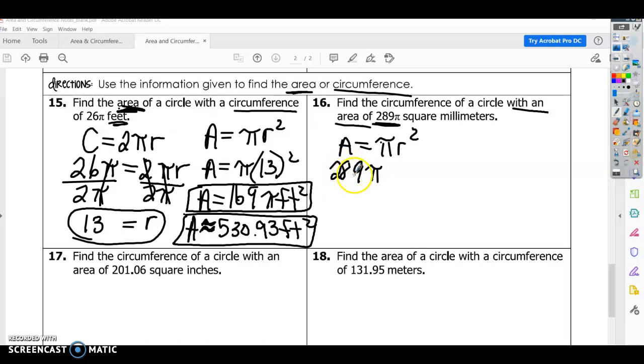All right, so 289 pi equals pi r squared. Divide by pi. So 289 equals r squared. Take the square root. What is the square root of 289? It is 17.